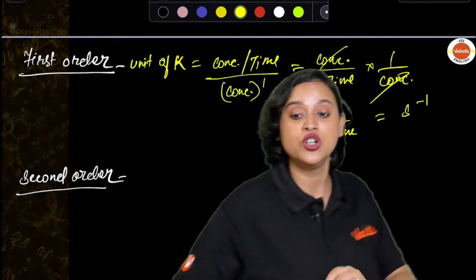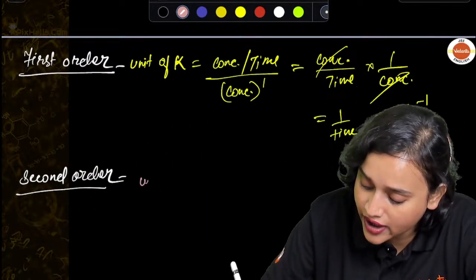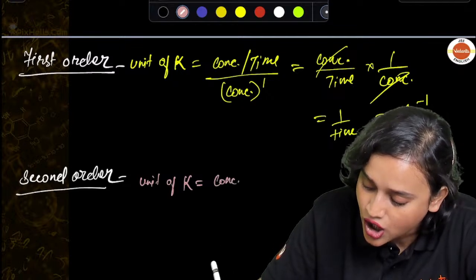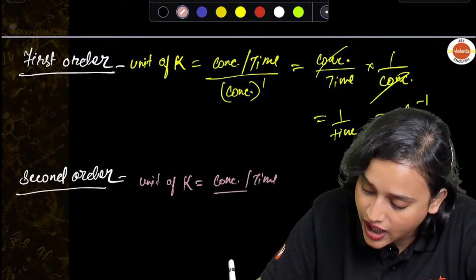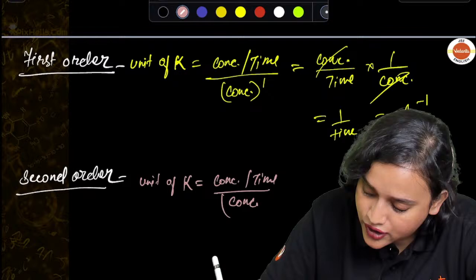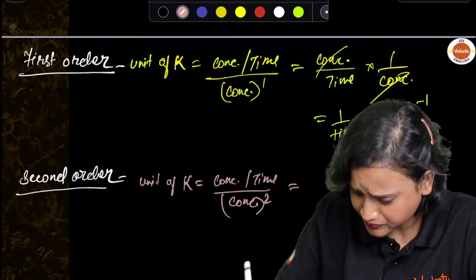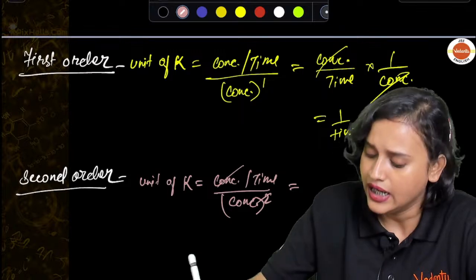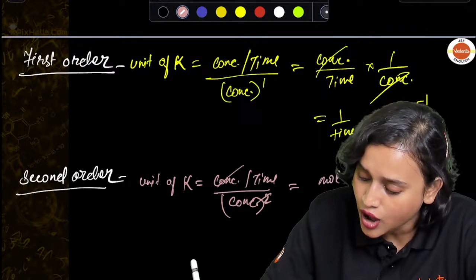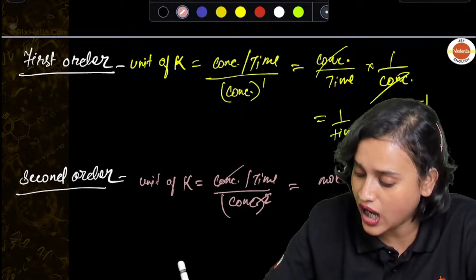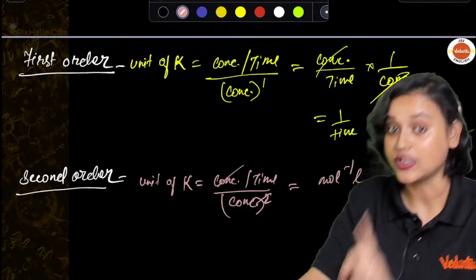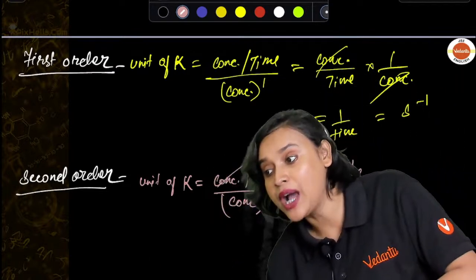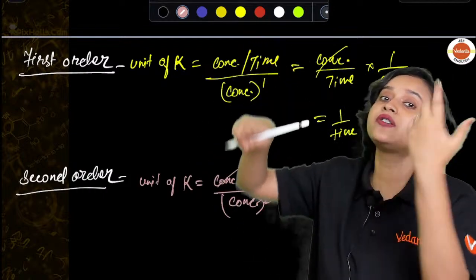Let us come to unit of K for second order, everybody. It will be concentration divided by time, concentration raised to the power square, isn't it? So one concentration will get cancelled, correct? Now that means it will be mol to the power minus 1 L, because we know mol L to the power minus 1, but here if L is minus 1, as it comes up, it will become L, right?